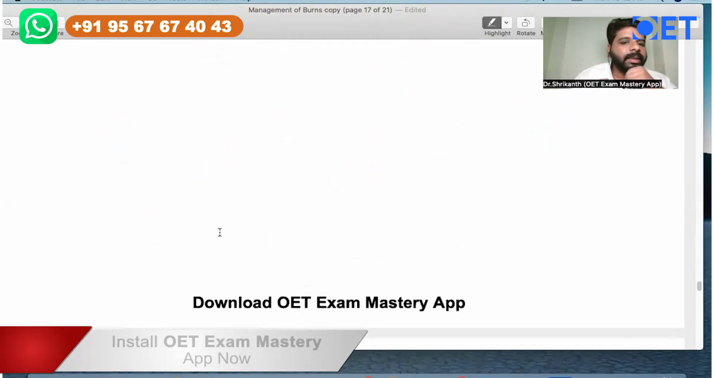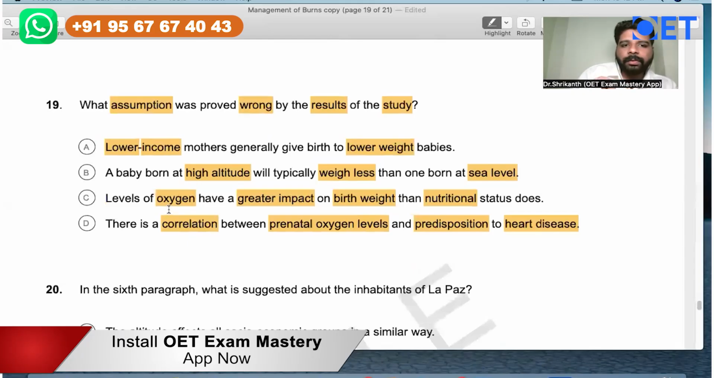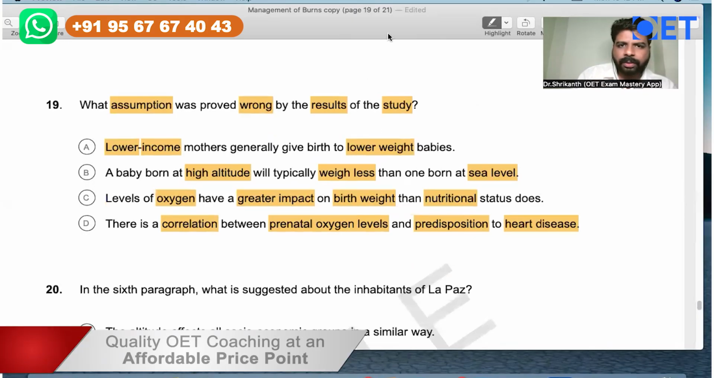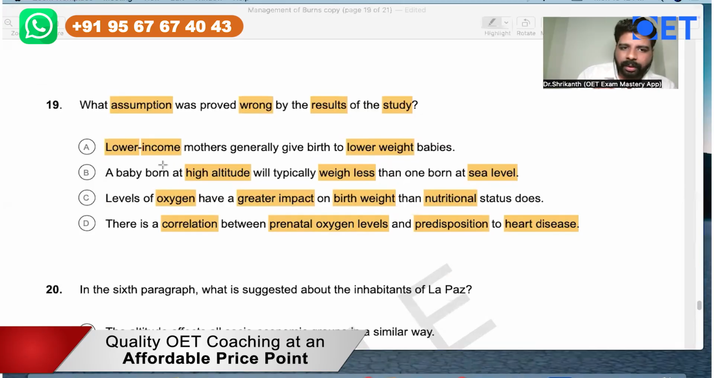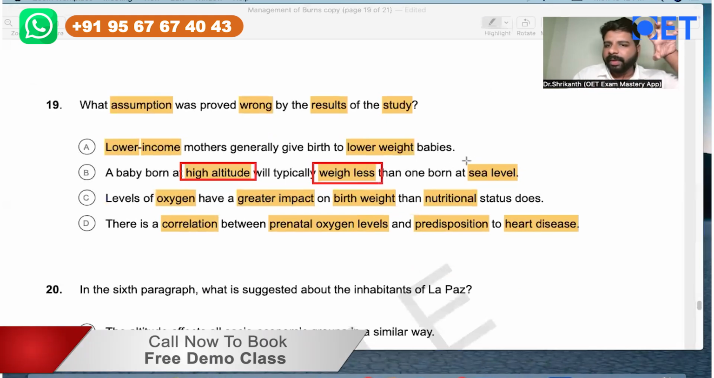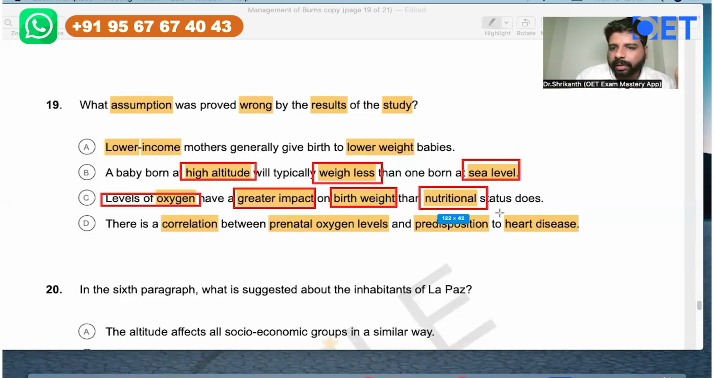Now, did we read that anywhere over here? Okay, so what is C option telling us? Levels of oxygen have a greater impact on birth weight than nutritional status does. Okay, so everything over here is also exactly the same. Just like B, every single piece of information over here is correct. So here B option told you a baby born at high altitude will weigh less than at sea level, and here also the level of oxygen has a greater impact on birth weight than nutritional status.